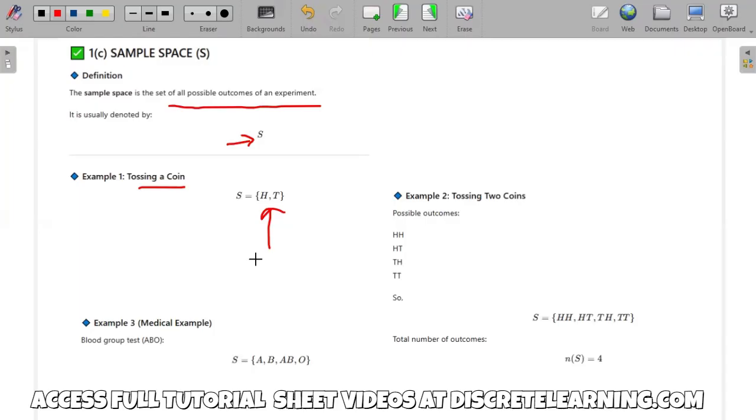I can also give another example. Let's say you go to the hospital, you want to check your blood group. The set of all the possible outcomes is that you can be blood group A, or B, or AB, or O. So the set that is going to contain all those possibilities for your blood group is what we are calling the what? The sample space.